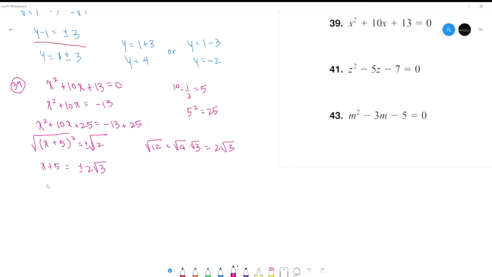Lastly, we subtract 5. So x is equal to negative 5 plus or minus 2 radical 3. And because these are not like terms, you cannot do anything else. That's the final answer.